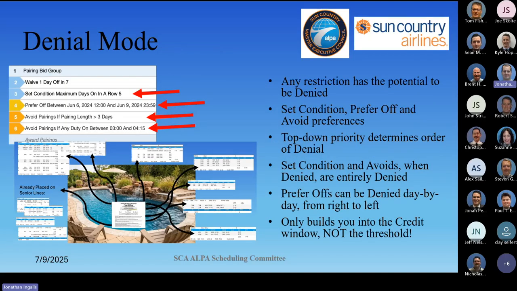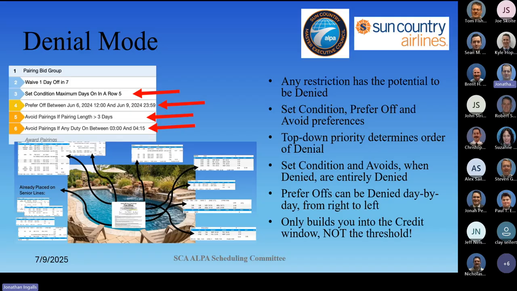So any set condition, prefer off, or avoid can be denied. Note waves are never denied because waves are just opening up the system to have more flexibility to build you a schedule, so there'd be no point in ever denying a wave. But anything that's a set condition, a prefer off, or an avoid has the potential for the system to deny it. What that means is it says I could ignore this preference as needed to build you a schedule.